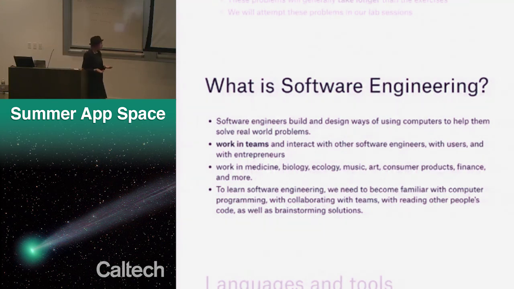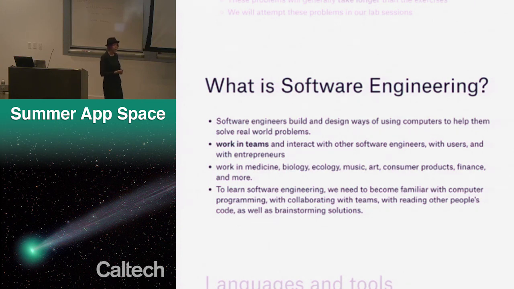So what is software engineering? Software engineers build and design ways of using computers to help them solve real-world problems. They work in teams, and they interact with other software engineers, also with users of the software, if there are users besides you yourself, and also with entrepreneurs. Many of them are entrepreneurs starting businesses themselves. They work in a variety of fields, so software engineering is kind of meaningless because software engineering for what? They work in medicine, biology, ecology, music, art, consumer products, finance, and much, much more.